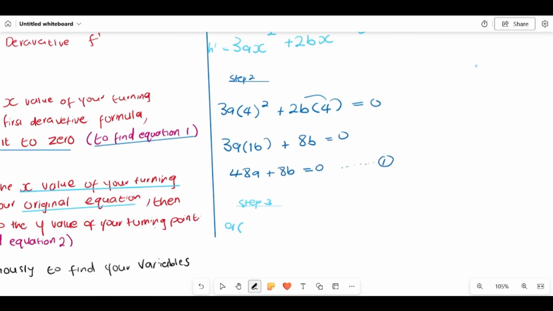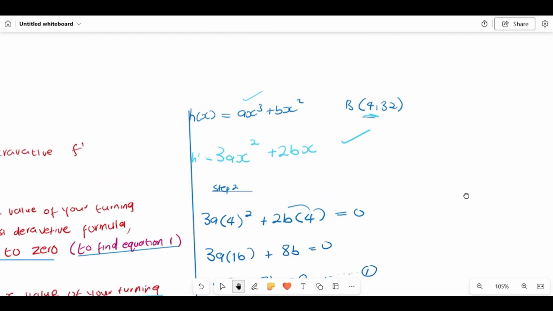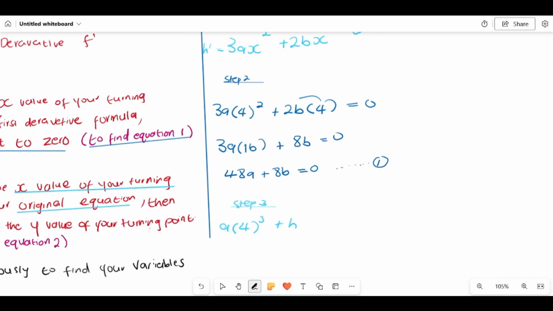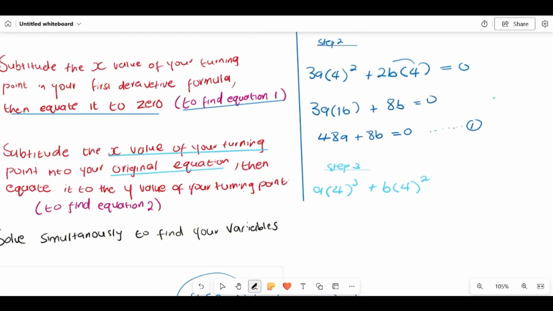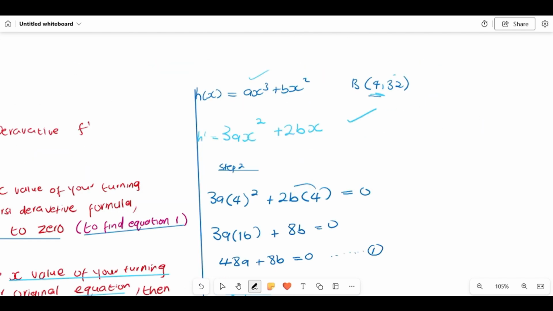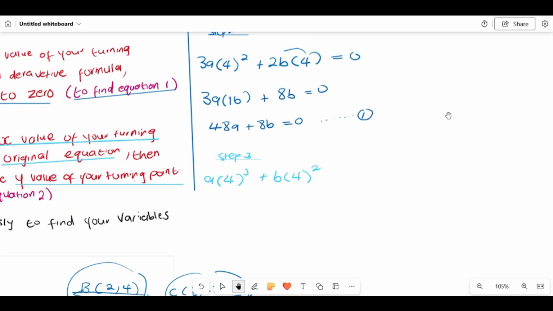So it's a 4 cubed plus, here we have bx squared. So it's going to be b, my x, it's 4 squared. And in accordance to step 3, we need to equate this to the y value of our turning point, right? Now, what is the y value of my turning point? The y value of my turning point is 32, and I'm going to do so. So I'm going to equate this to 32.